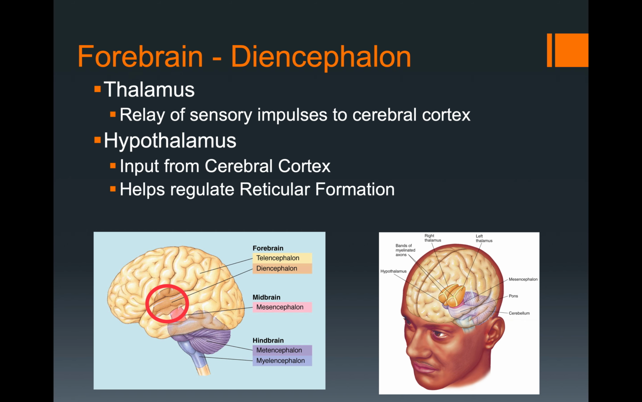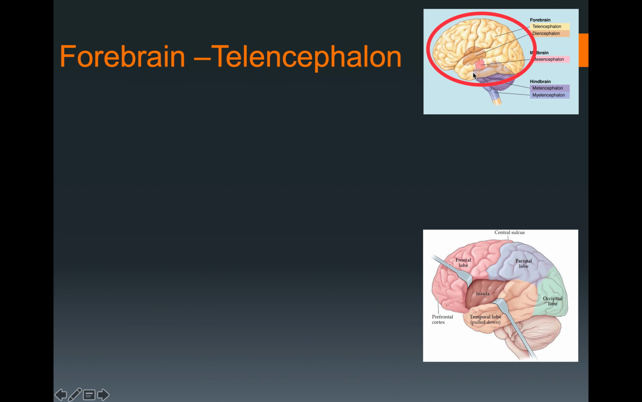It does actually a lot of things. It helps to regulate the reticular formation and the pituitary gland. People say it's involved in the 4 Fs: feeding, fighting, fleeing, and fornication. Not the other one. And then finally, getting to the telencephalon, or the cerebrum.